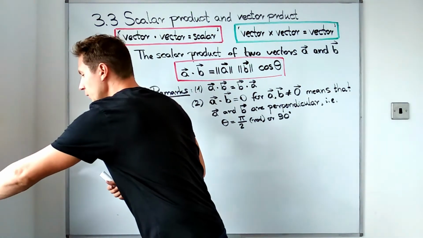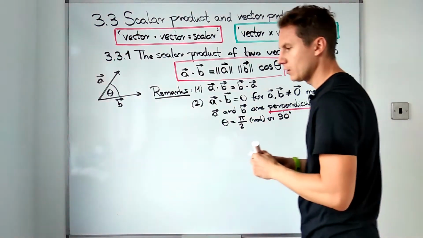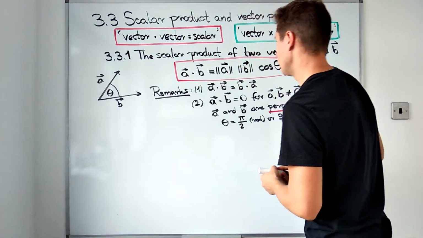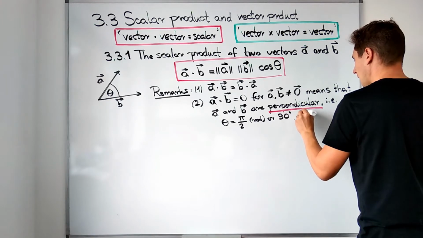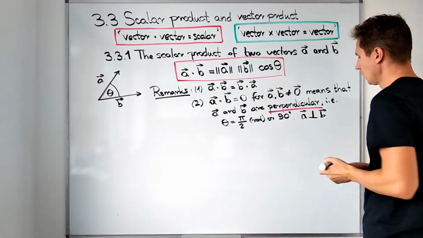So this is a very good use for the scalar product to test whether two vectors are perpendicular to each other or not. So let me just put down a notation. So a and b is then at right angles.